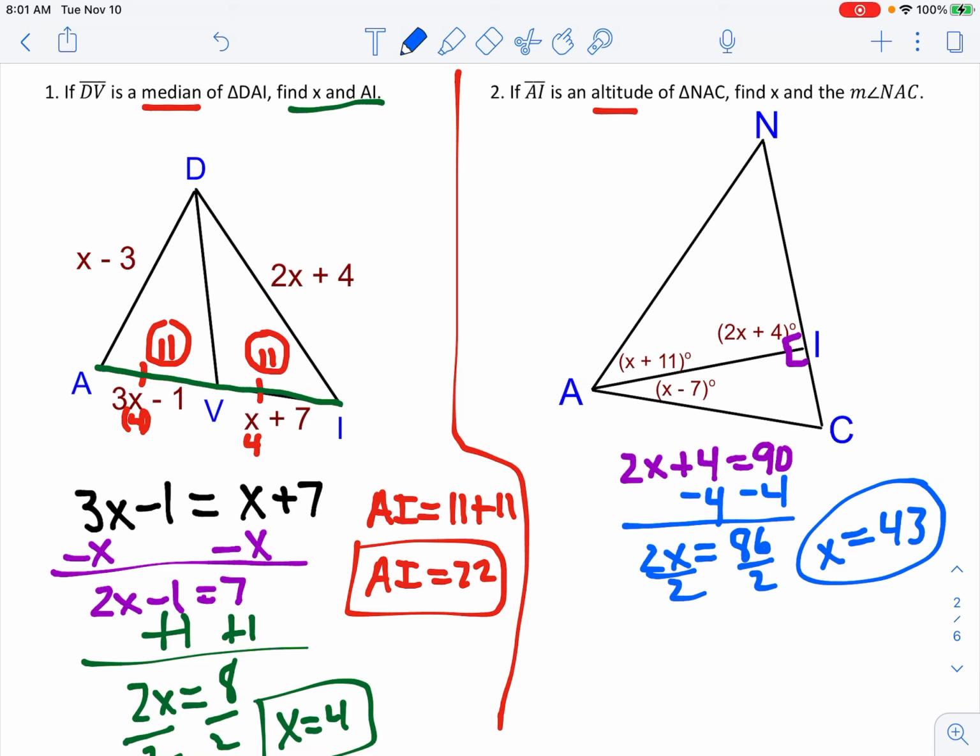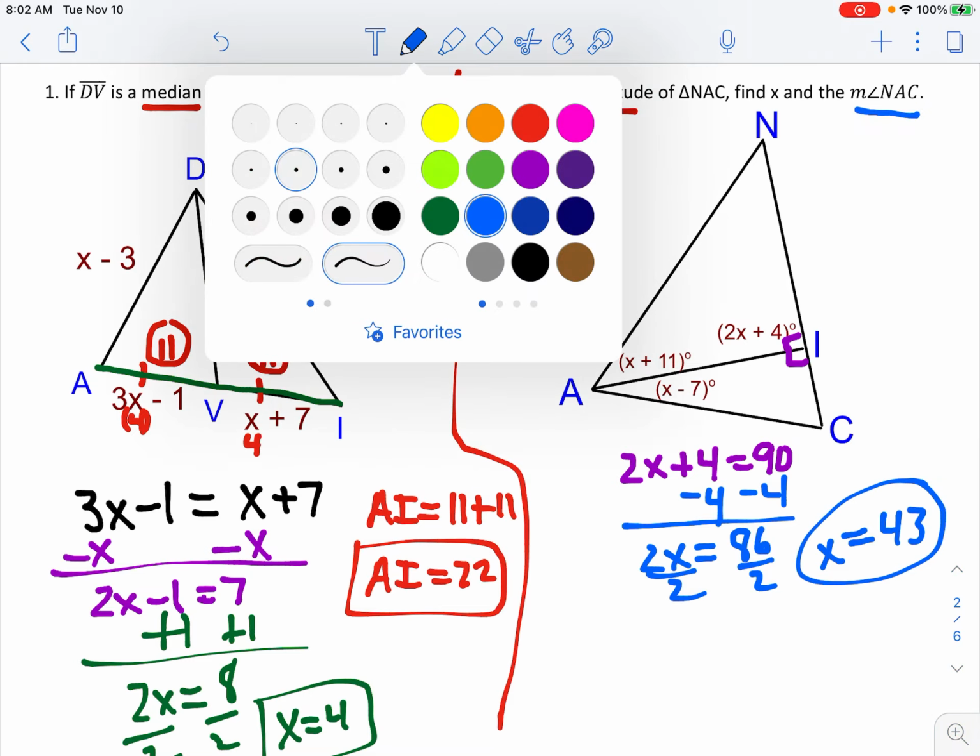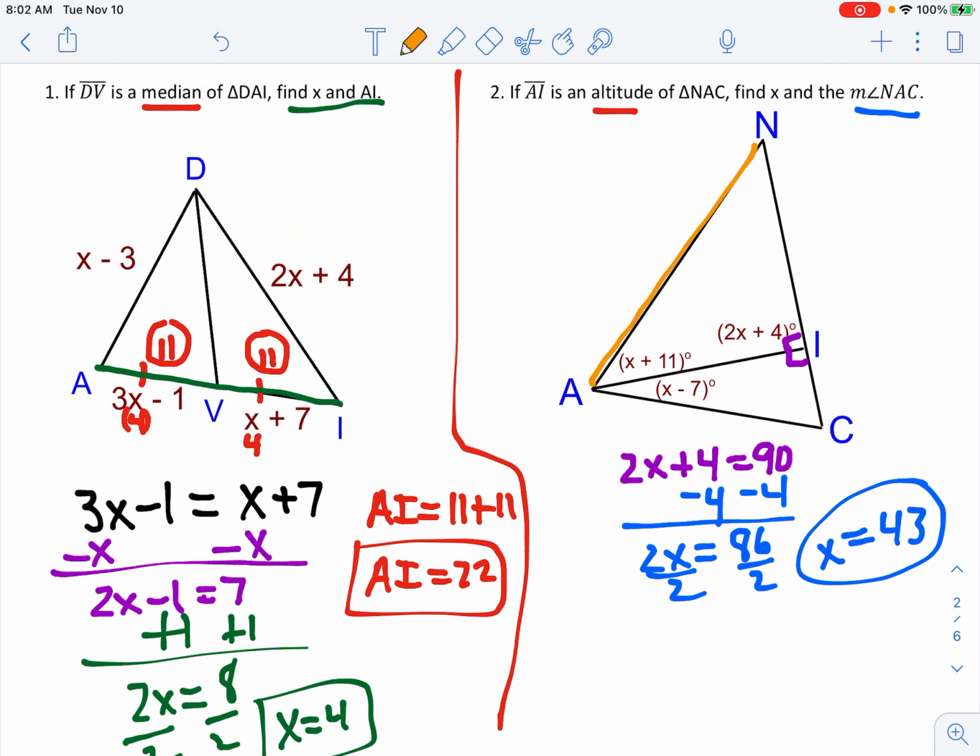Now remember, we're usually not done after the first part like that, so we've got to go back and check what we have to plug it into. Notice this question says find NAC. If I trace N to A to C, I'm talking about this big angle here, so I need to plug it into both of those. So let's plug it into both. I'm going to plug it into the first one. 43 plus 11 tells me 54.